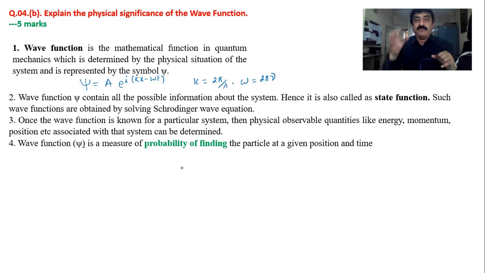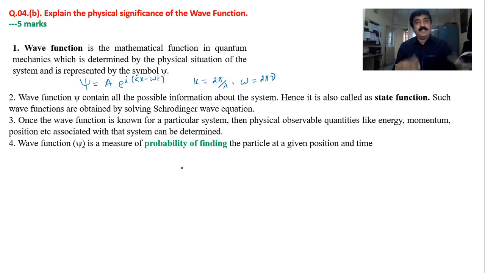What is the probability of finding you in your college in the morning, 10 to 5? The probability of finding you is 100%. What is the probability after 5 o'clock in your college? 0%. In this way, the probability of finding the particle at a given place at a given instant of time can be measured with the help of a wave function.